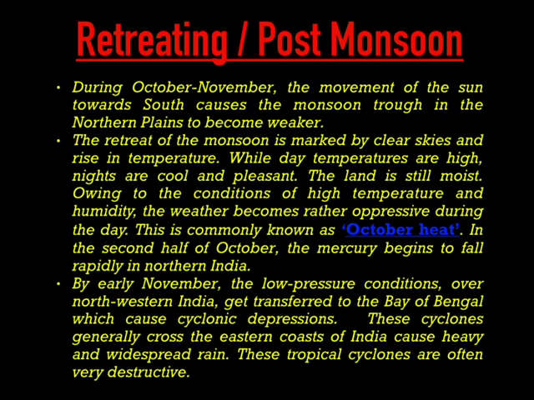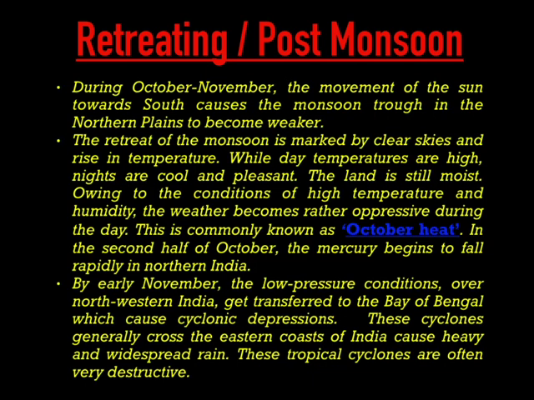The retreat of monsoon is marked by clear skies and rising temperature. While day temperatures are high, nights are cool and pleasant. The land is still moist due to the rain. Owing to the conditions of high temperature and high humidity, the weather becomes rather oppressive during the day. This is commonly known as October heat. In the second half of October, the mercury begins to fall rapidly in northern India, hence the temperature decreases, which indicates the arrival of winter season.